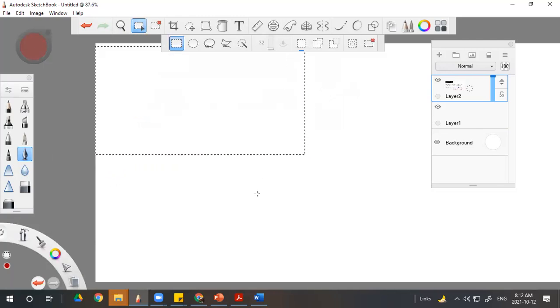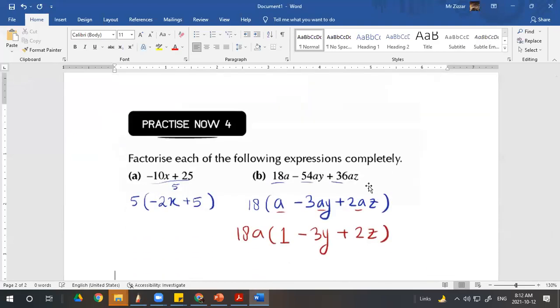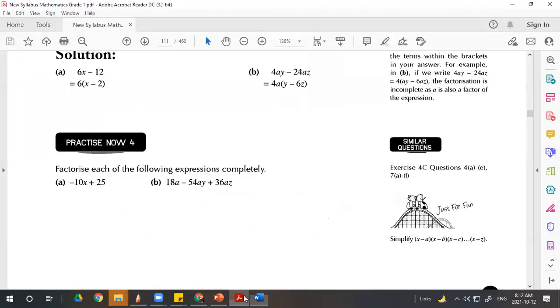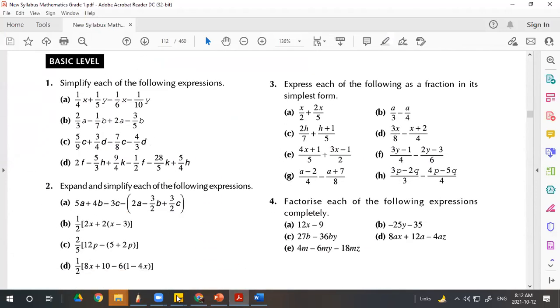Factorization means you divide the numbers. We have so many examples here, and we do exercise 4C. What part? Wait, since I cannot open the file, I have to try to work it out.